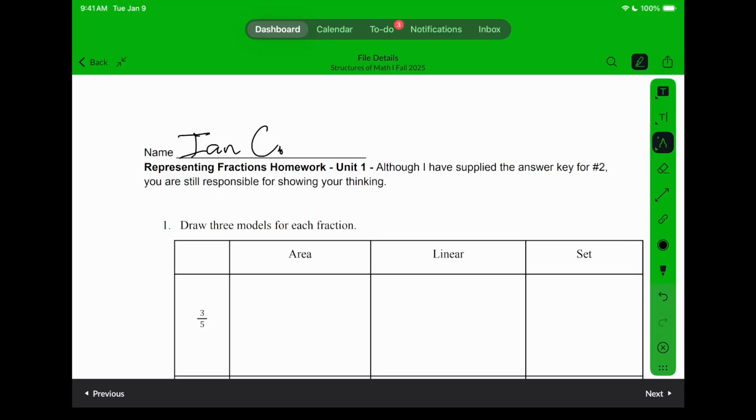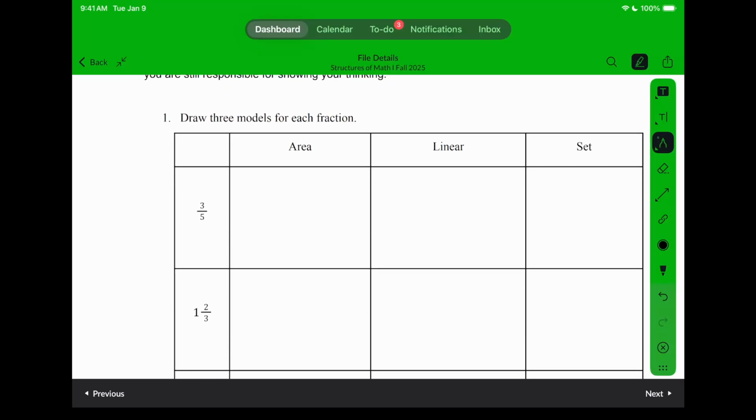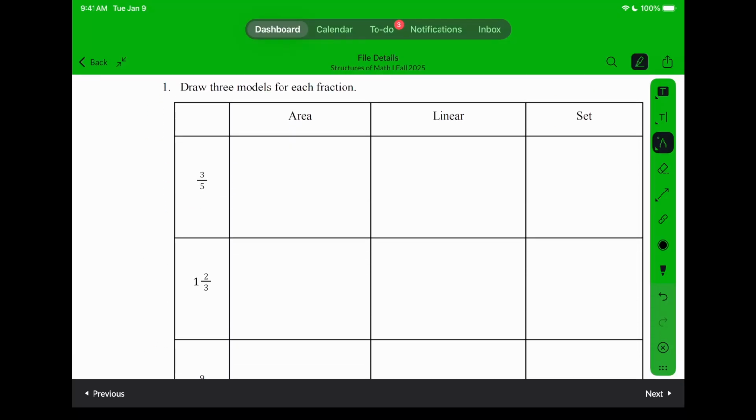This homework that I'm reviewing is representing fractions. So remember way back in the beginning of the semester, there were the different models that we had. We had the area model, the linear model, and the set model. So we can draw fractions. These are three different ways that we can draw fractions.